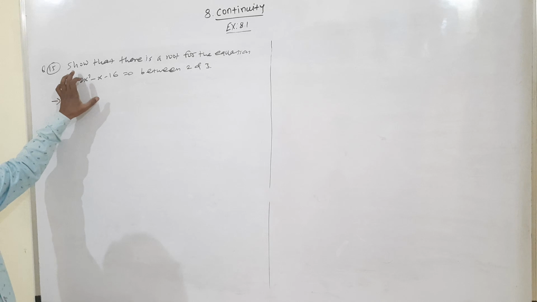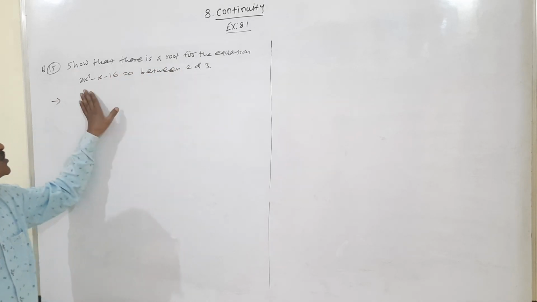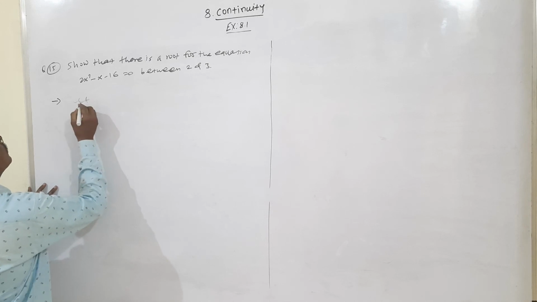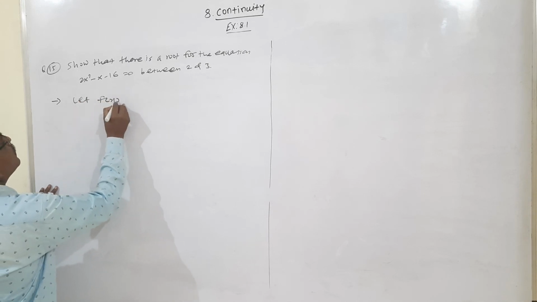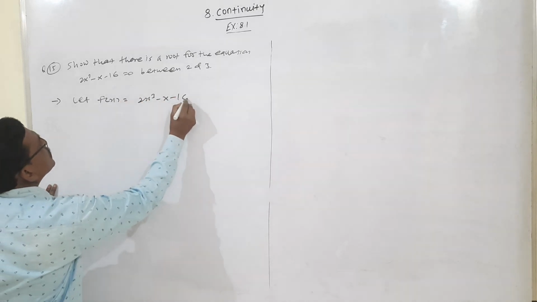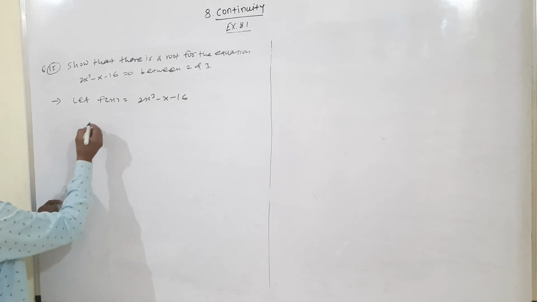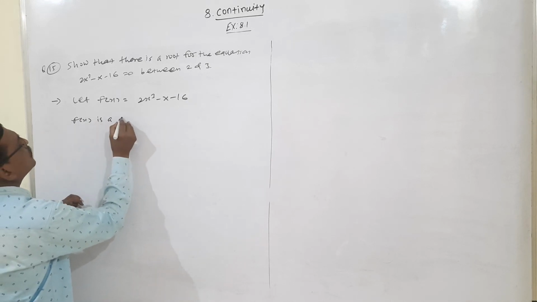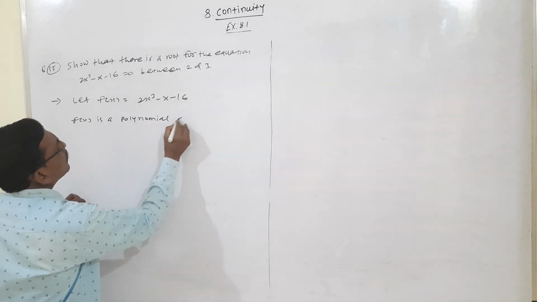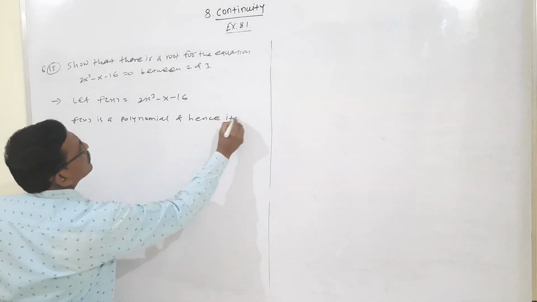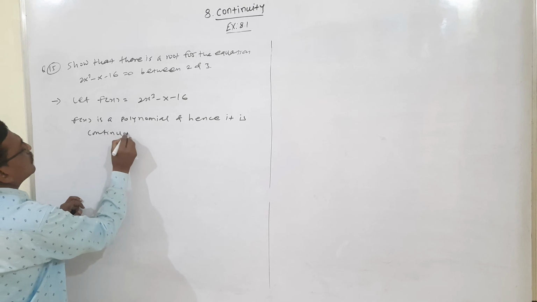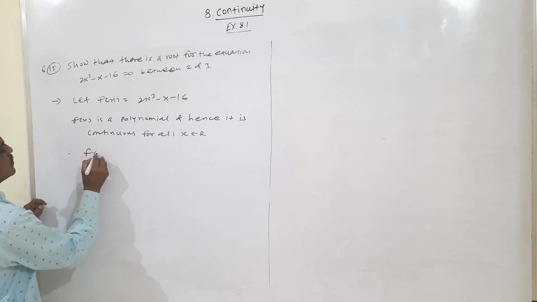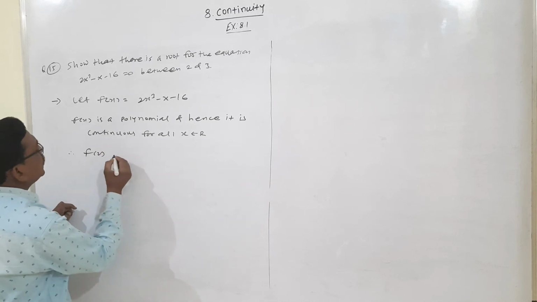Now the next question, question number 15. Show that there is a root for the equation 2x cube minus x minus 16 equals 0 between 2 and 3. So let the function f of x equal 2x cube minus x minus 16. Since f of x is a polynomial, it is continuous for all x belongs to R, and therefore we find f of 2 and f of 3 here.